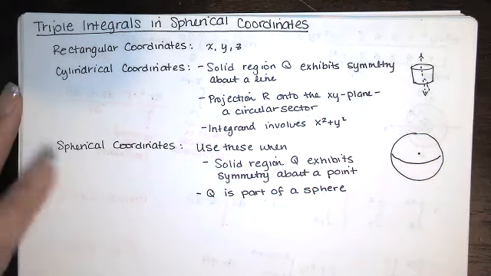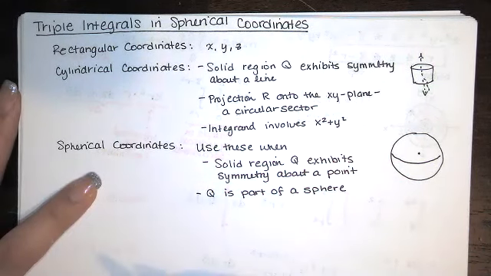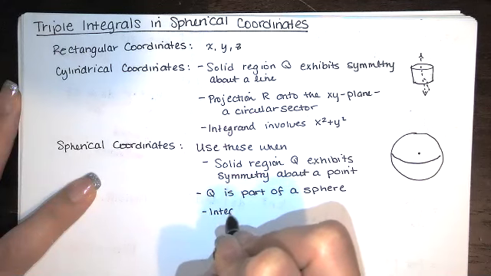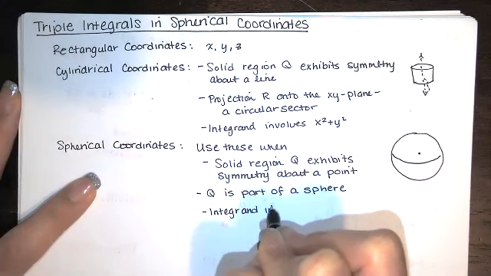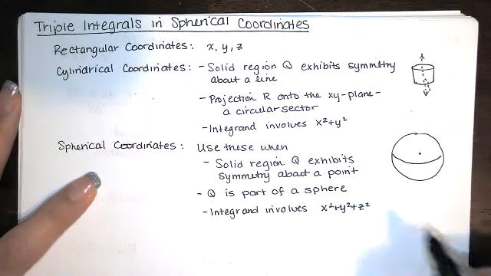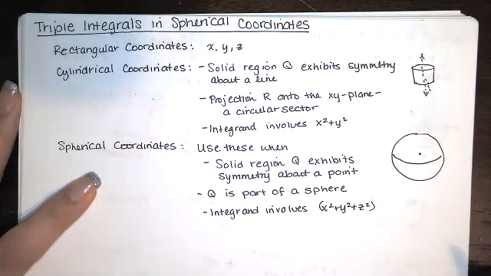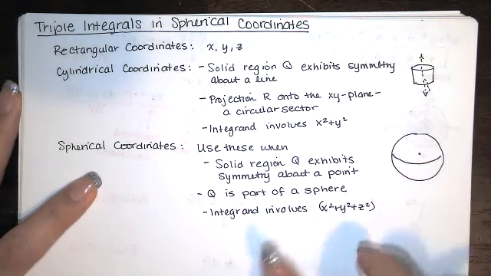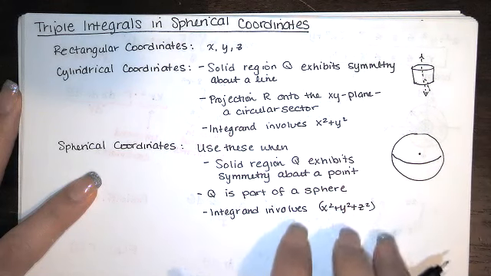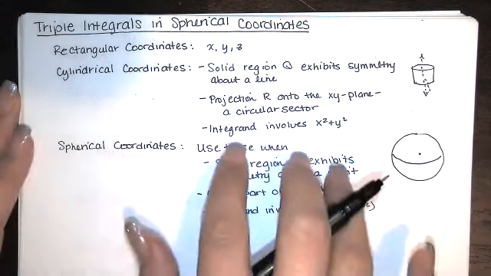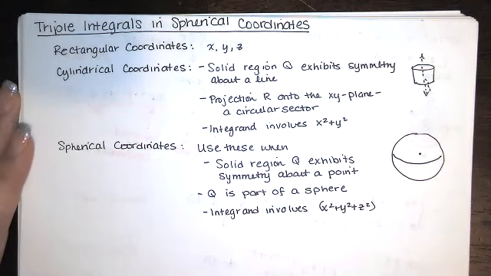We also tend to use this when the integrand exhibits symmetry about a point, and usually that point is the origin in three-dimensional space. So maybe the integrand involves x squared plus y squared plus z squared, because if x squared plus y squared plus z squared is a constant, then we're saying the farther we get from the origin, the integrand is changing based on how far we are away from the origin. So if any of these things happen, we might want to use spherical coordinates.